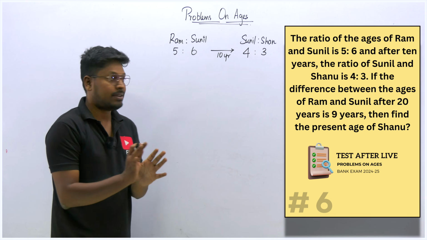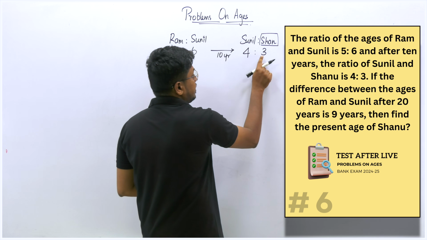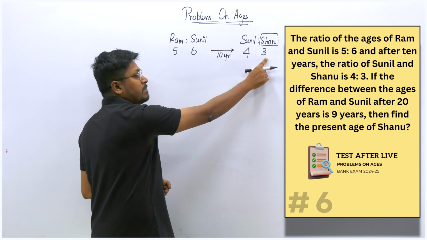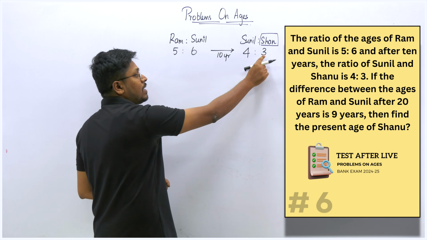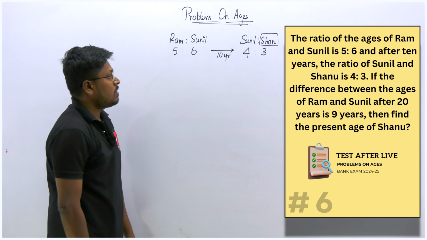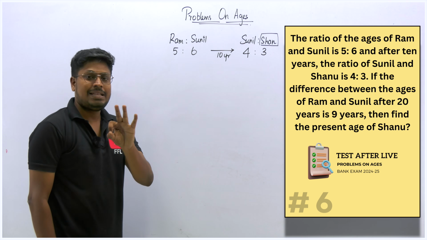So what is the target? Our target is to find the present age of Shannu. But actually the ratio they have given is the future age. After 10 years, the ratio has been given. So our target is to find the present age of the person Shannu. Got it? Now, is there any clue they have given in the question? So totally there are 3 persons.